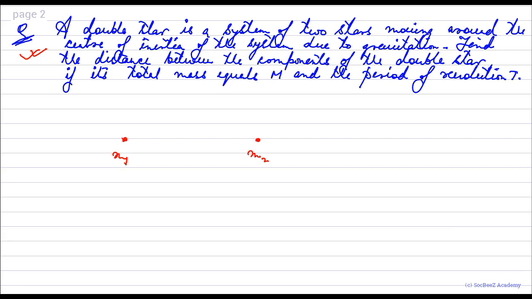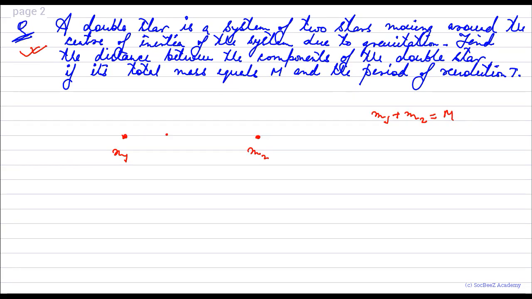The total mass of the system has been given to me as capital M, so I'll write m1 plus m2 equals capital M. Now these two stars, in case of a double star, revolve around the center of inertia of the system. So let's say this is the center of inertia of the system. They are going to revolve around the center of inertia of the system. So the center of inertia of the system is going to be the center of both these trajectories.